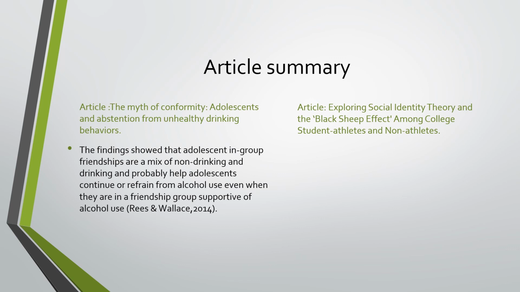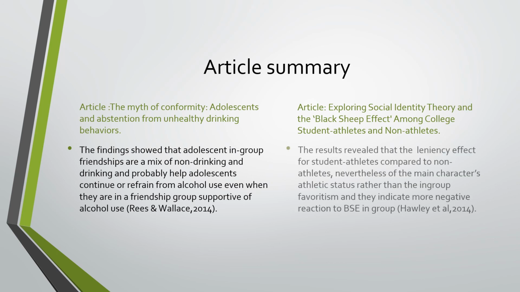The other article is about exploring social identity theory and the black sheep effect among college student athletes and non-athletes. The result of this article revealed a leniency effect for student athletes compared to non-athletes. Nevertheless, the main characteristic was athletic status rather than in-group favoritism, and they indicate a more negative reaction to the BSE, or black sheep effect, in group.